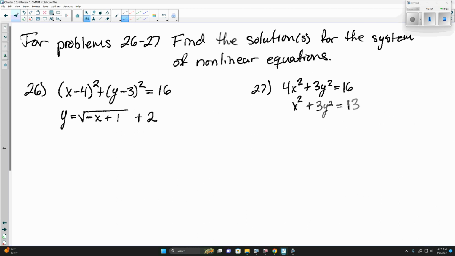Find the solution for the systems of nonlinear equations.